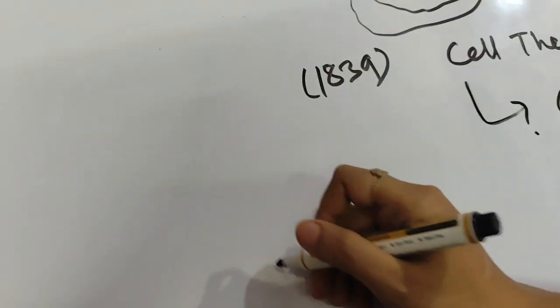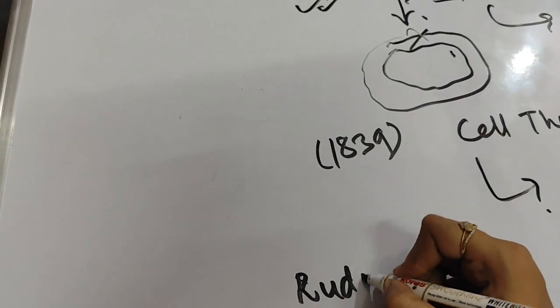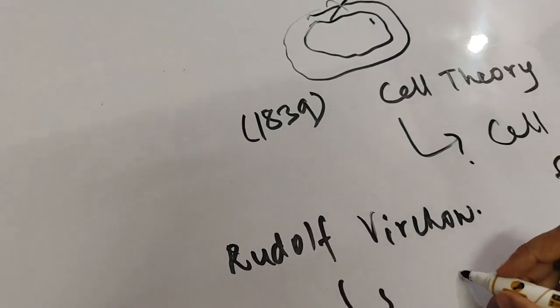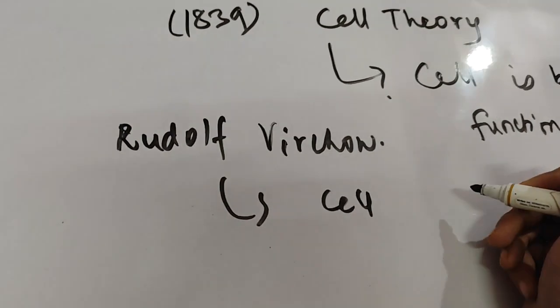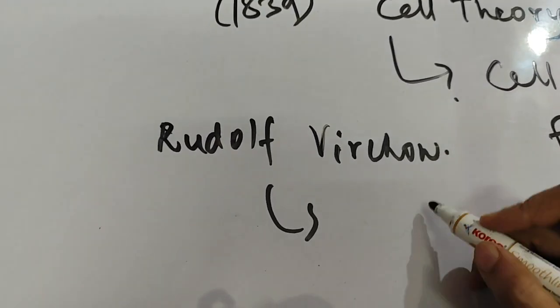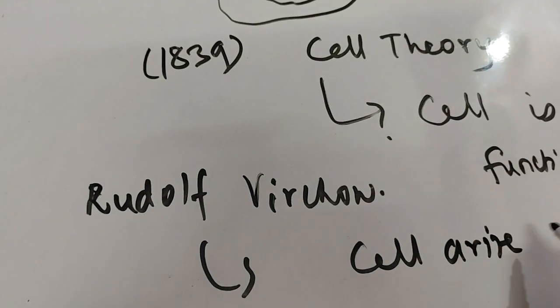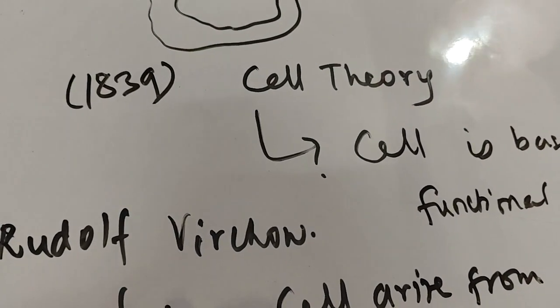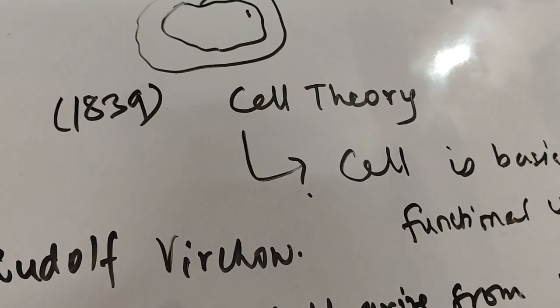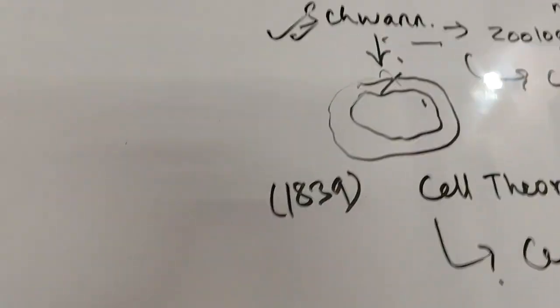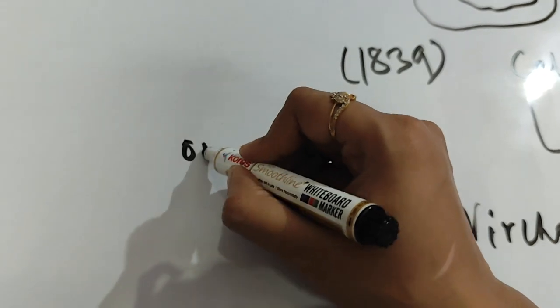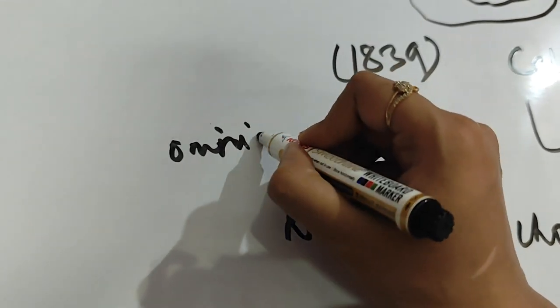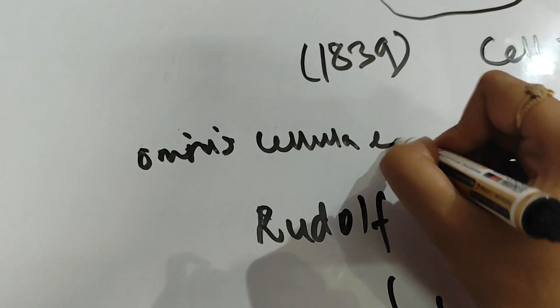Now the next one, Rudolf Virchow, was the next person to say that cell arises from pre-existing cell. And he said this in the Latin phrase, that is omnis cellula e cellula.